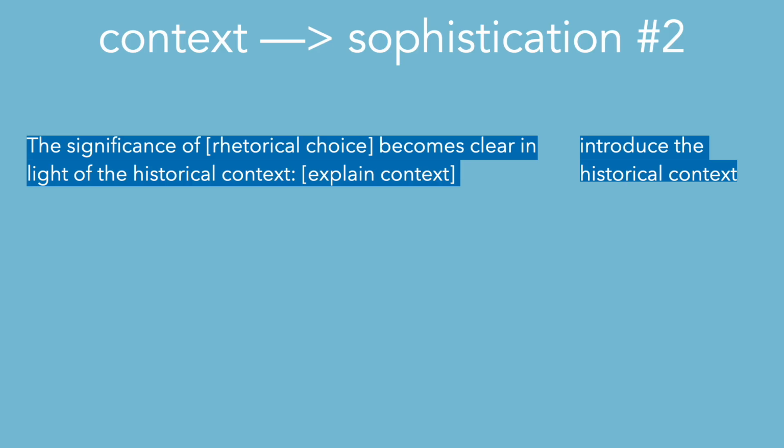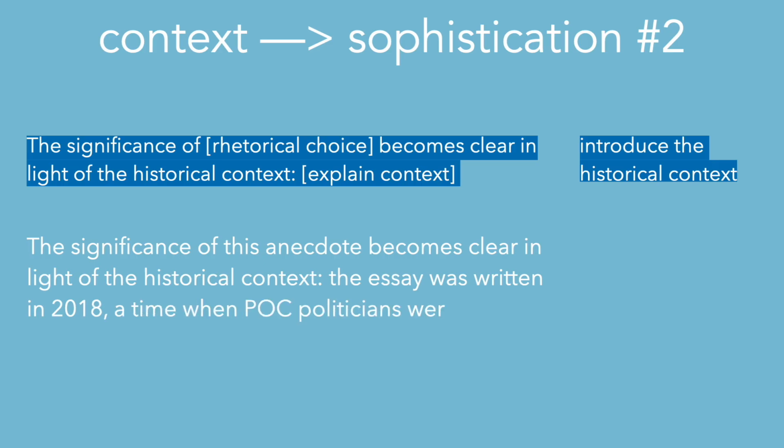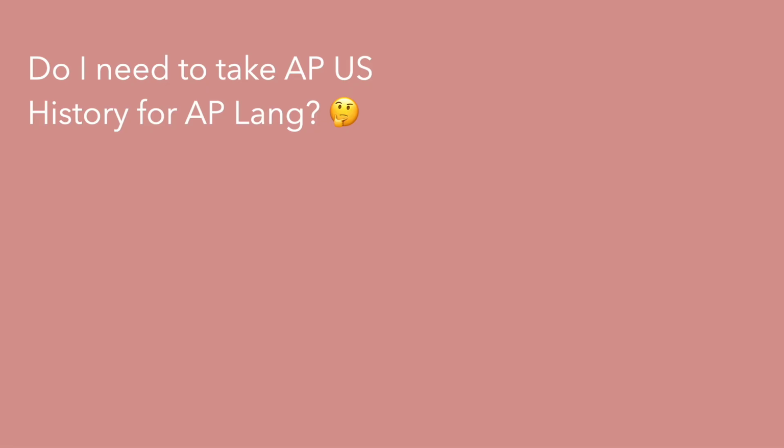Here's how I apply it. The significance of this anecdote becomes clear in light of the historical context. The essay was written in 2018, a time when POC politicians were often advised to change their names to boost their electability. Now I know what some of you are thinking, but I haven't taken AP US history. How am I supposed to know the historical context?